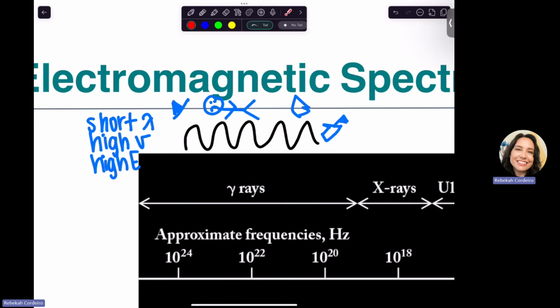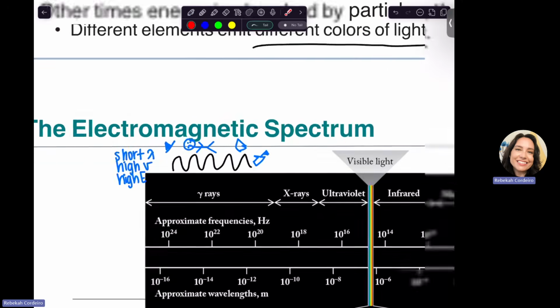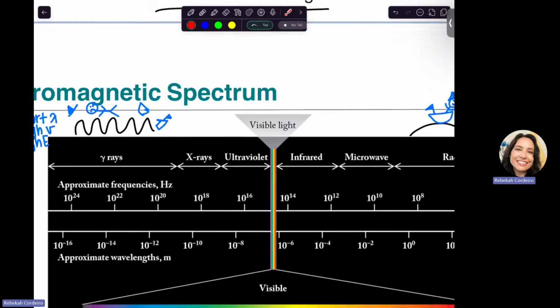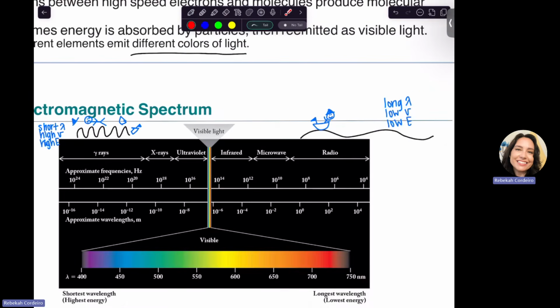So frequency and energy are directly related, and wavelength and frequency are inversely related, and wavelength and energy are also inversely related. So think about those two waves as we go. Gamma rays are the highest energy, smallest wavelength, highest frequency. Then radio is the opposite, and visible light's right in the middle. Visible light is higher energy radiation than microwaves.